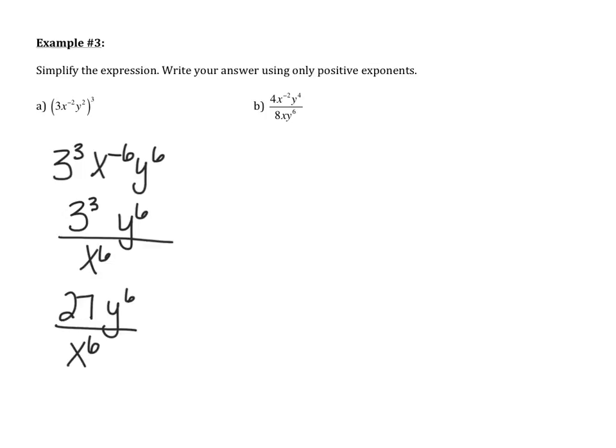So the last thing you want to make sure of is that nothing on top can cancel with anything in the bottom, which it can't, so this would be my final answer.